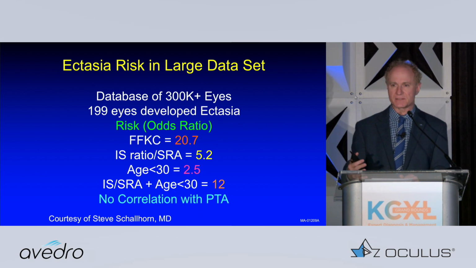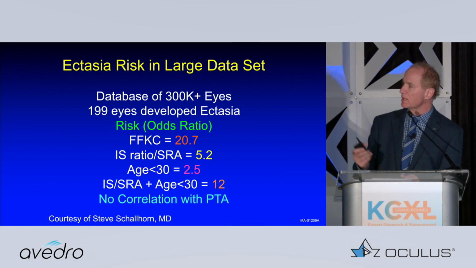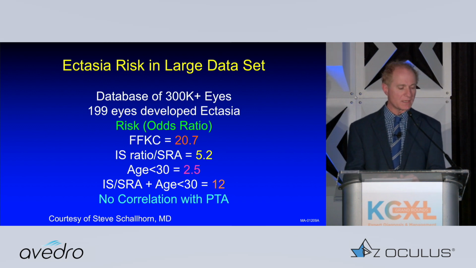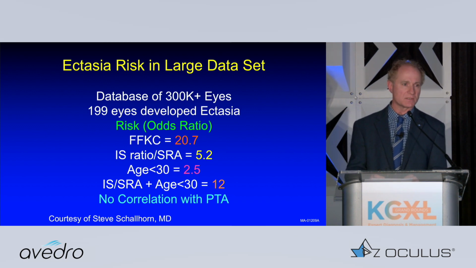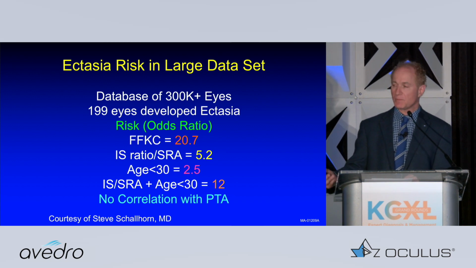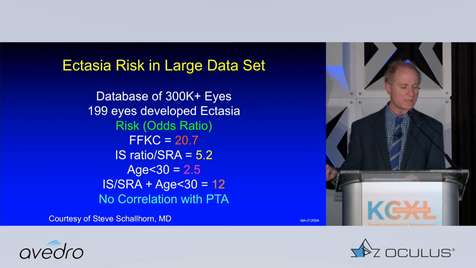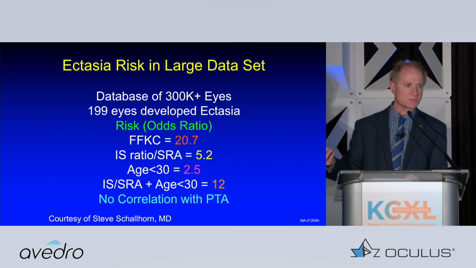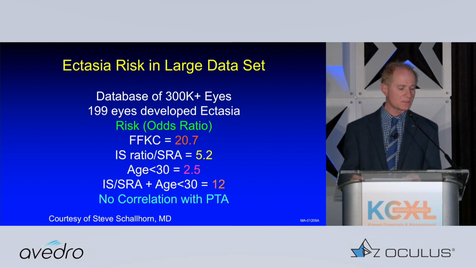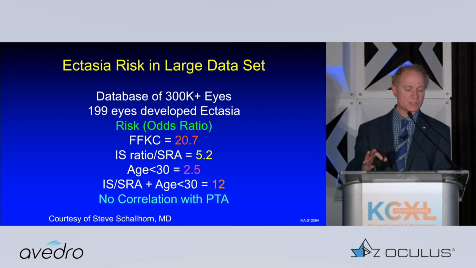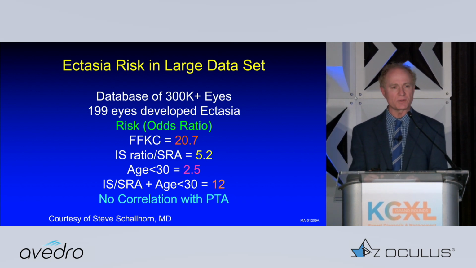But interestingly, a database came out recently from Steve Schallhorn in a study in Europe where they looked at 300,000 LASIK cases and 199 cases that developed ectasia. They went back and looked at all the maps and the details, and they came up with odds ratios of what would be more at risk for LASIK. And of course, a form fruste keratoconus was the highest odds ratio, about 20-fold risk. The IS ratio and the skewed radial axis topographically that we usually looked at was at least a 5-fold risk.